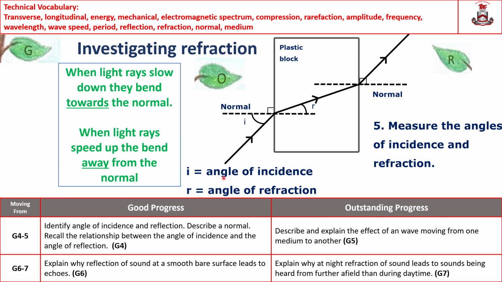You need to know that if a light ray enters something more dense than the medium it is currently in, it will slow down. Let's take an example from air to this plastic block. And if it enters a medium that is less dense than the one it is in, it will speed up. So from plastic block to air.